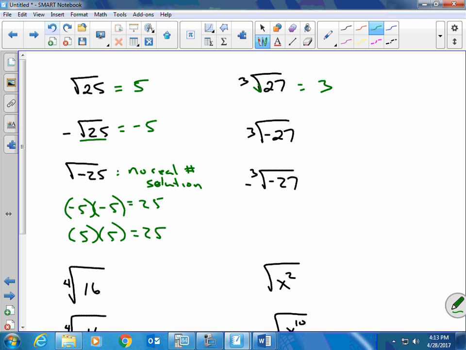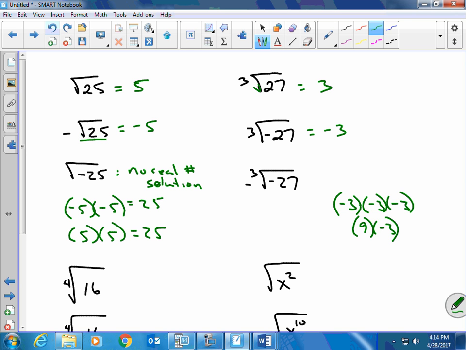How about the cube root of a negative 27? Is that also not possible like it was with the square root? Well, no, it actually is possible, because a negative 3 times a negative 3 is a positive 9, and a positive 9 times a negative 3 goes back to a negative 27. So you can take the cube root of a negative. You cannot take the square root of a negative.